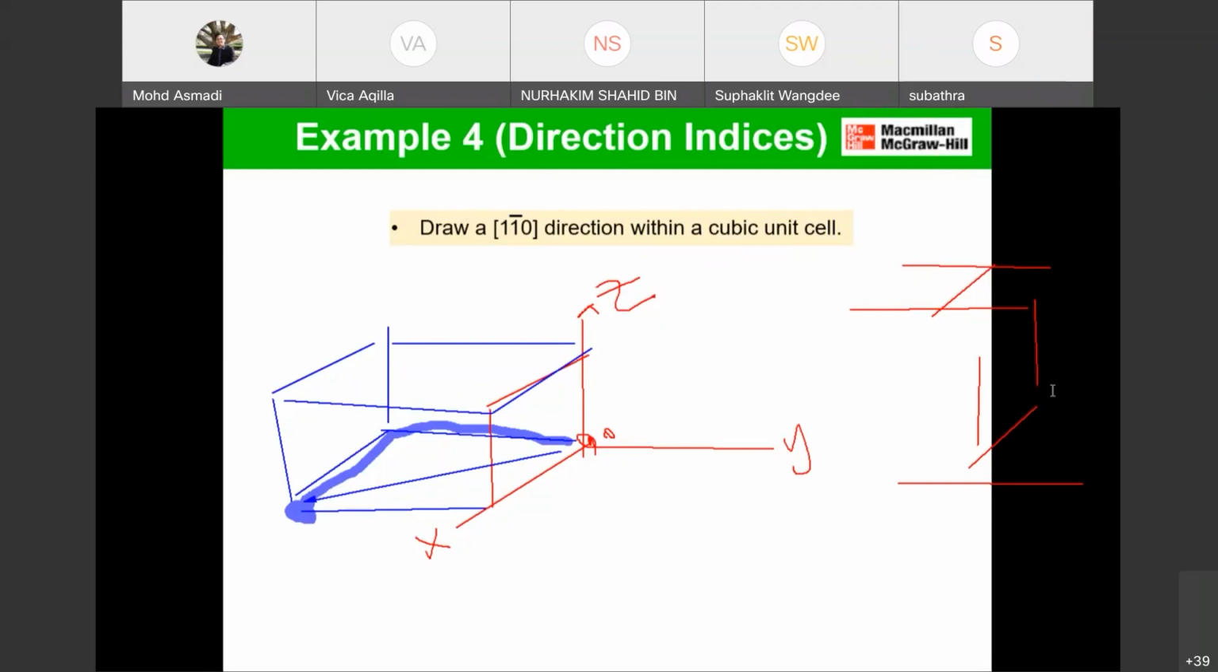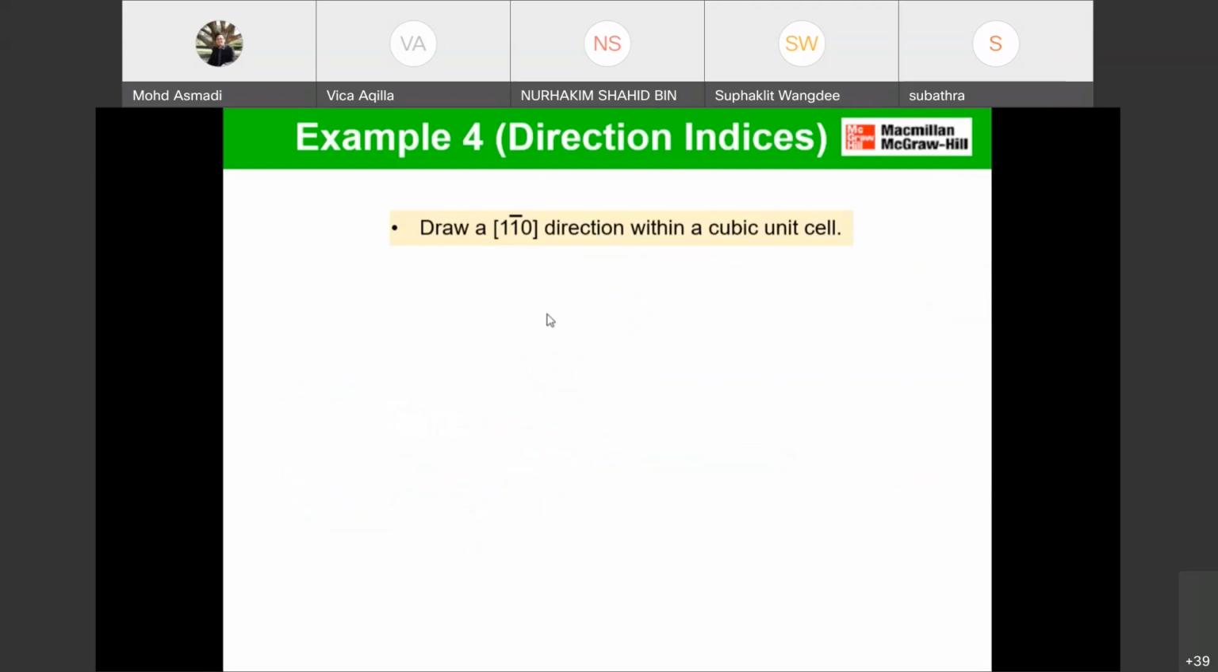Betul. What does the question mention? Within the cubic unit cell. This one. This is a cubic unit cell. Okay, this is a cubic unit cell. We make it in the cubic unit cell. Generally it is 1, 1, 1. The cube is the unit cell within the cubic unit cell. Okay.